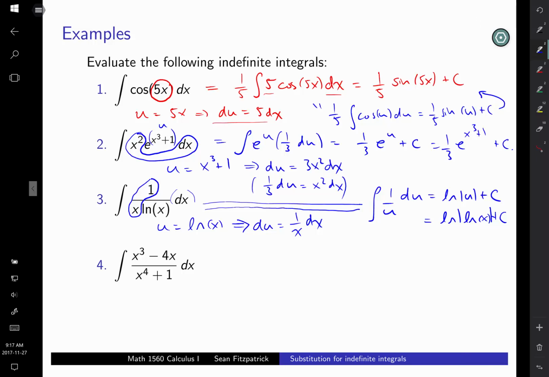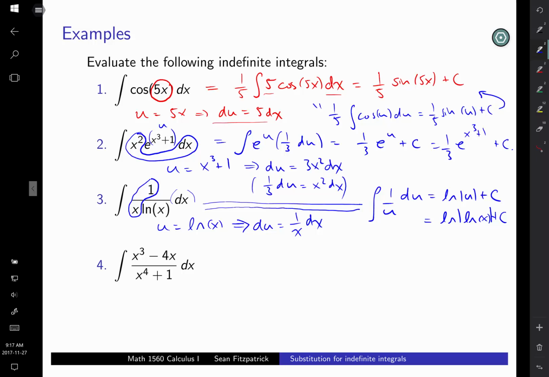Okay. We'll end with one more. This one is actually kind of tricky, and I'm going to give you the setup, and then I'm going to leave it for you to finish off. If you try to just substitute this one, you're going to find that it's kind of tricky. There's no obvious substitution to do right off the bat.